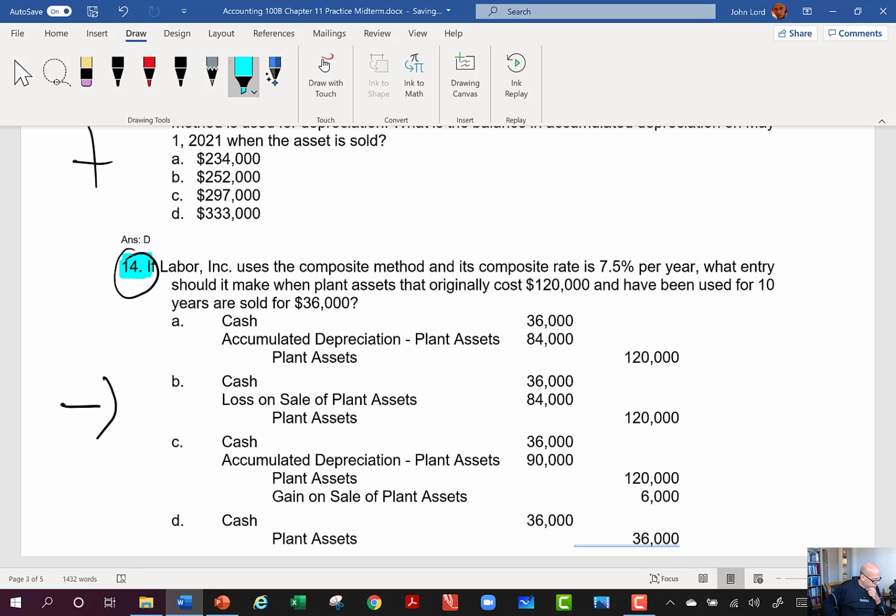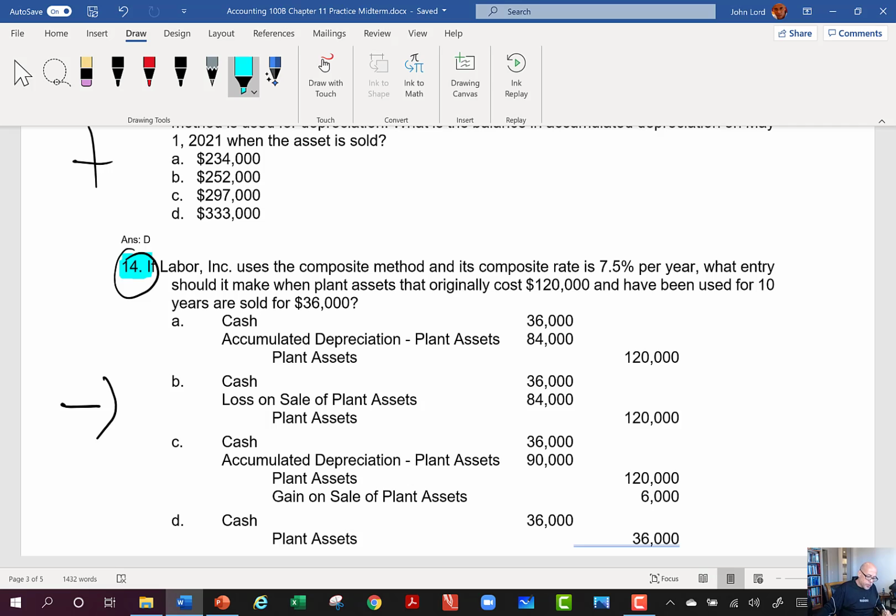But let's look at 14, because this is, to me, the major takeaway we said in the lecture about composite/group depreciation: when you sell the asset, there is no gain or loss. You do not calculate a gain or loss at the time when you sell a piece of equipment that comes from that group of assets, okay? When you sell it, you will simply debit the accumulated depreciation for the difference between the cash and the original cost of that asset, okay?